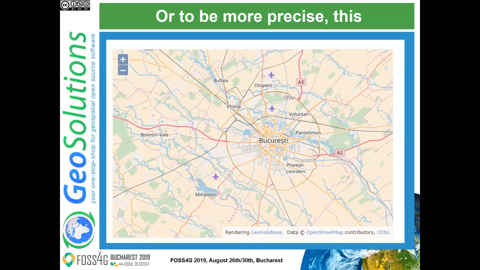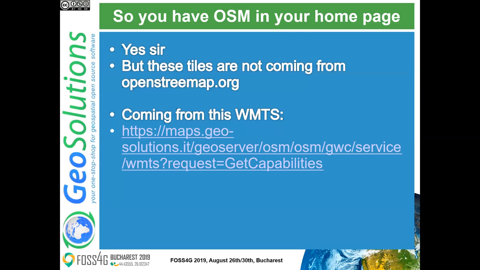And sure, but I want to draw your attention to the information here at the bottom. It says data OpenStreetMap contributors. It's fine. We are using OpenStreetMap data, and we are advertising it. But it says also rendering GeoSolutions. So what you're looking at here is not really tiles from OpenStreetMap.org. They are tiles rendered by GeoServer, in particular from this WMTS, and you can have a look at it, and if you want, also load it into whatever OGC client for WMTS you want, and use the OSM layer.